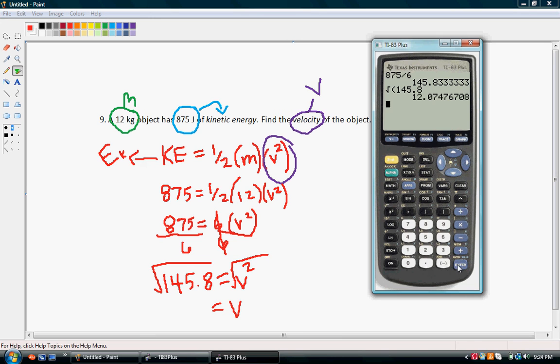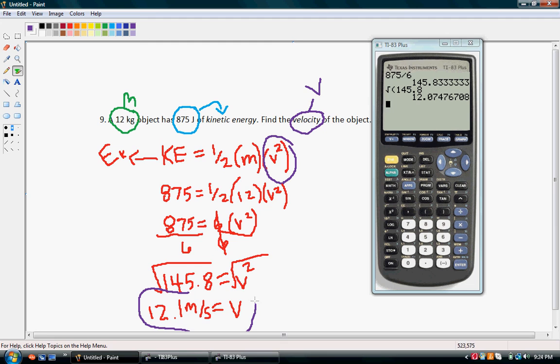square root of 145.8 equals 12.07, and we'll say that's equal to 12.1. And since we're looking for velocity, we've just solved for velocity. It's meters per second. And that is our answer, ladies and gentlemen. So the velocity for this object is 12.1 meters per second.